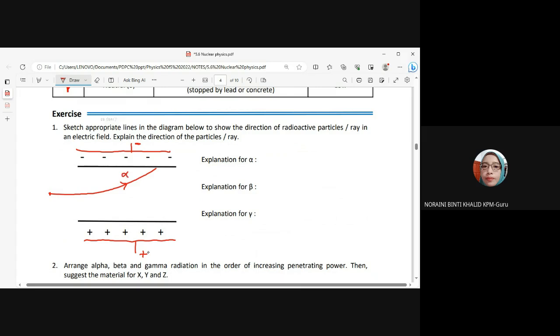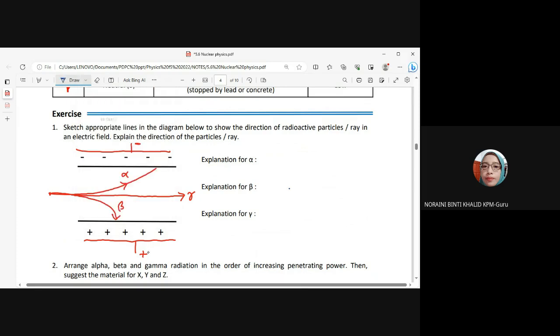Negative, silap cikgu, ini negative. So alpha is positive, so it is deflected to the negative. For beta, beta is lighter, so the deflection is more, towards the positive plate. How about gamma? Gamma has no charge, so it will continue without deflection. Okay, ini yang berlaku.